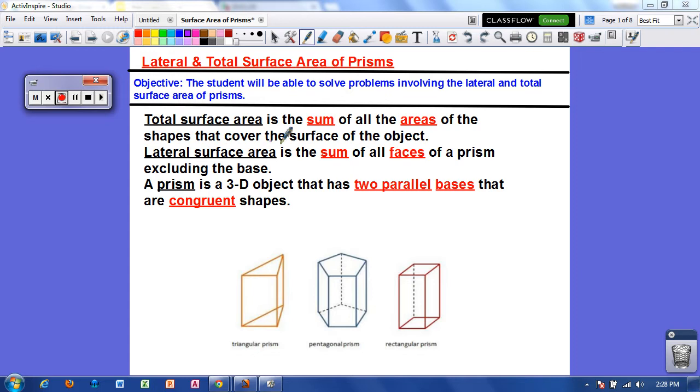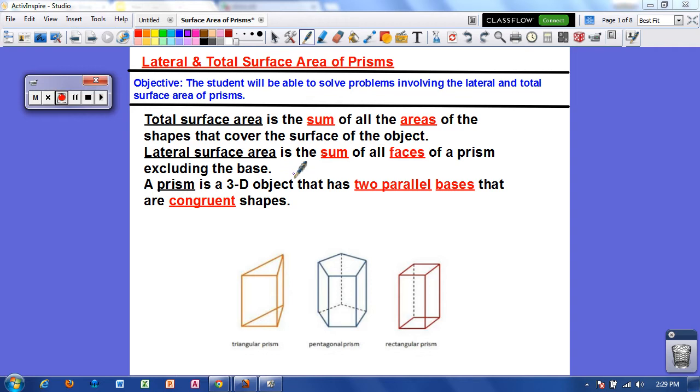Alright, let's talk about the difference between total and lateral surface area. Total surface area is just the sum of all the areas of the shapes that cover the surface of the object. So if I were to take this triangular prism, to find total surface area, I would find the area of every single side. I would take these two triangles, these three rectangles, take all those areas and add them together to get my total surface area.